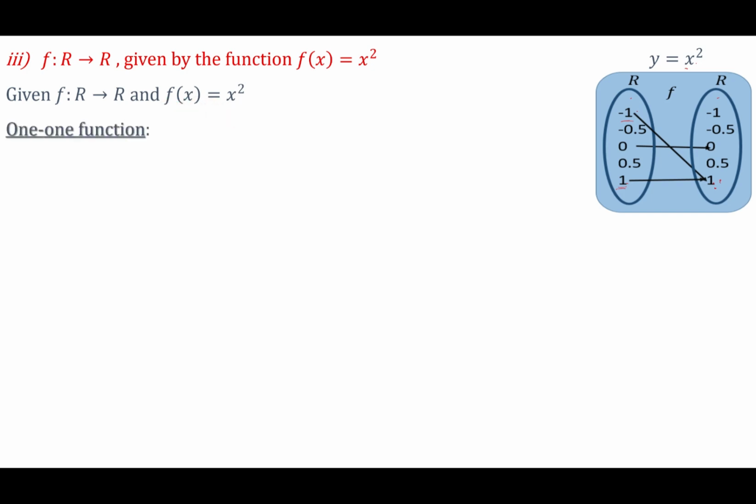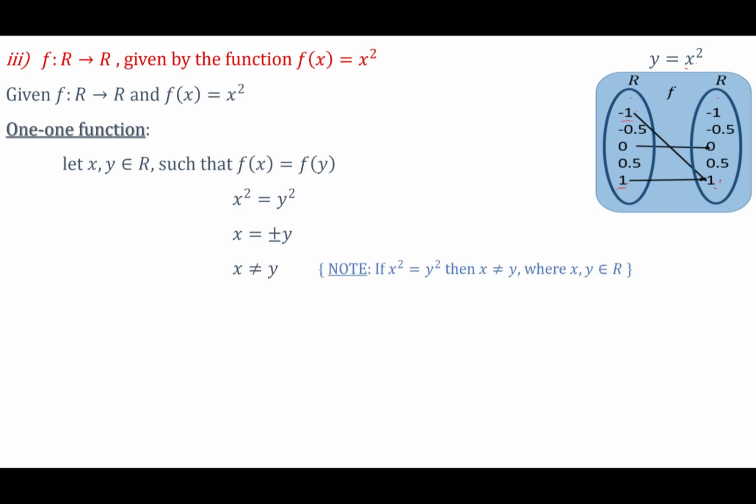Let x, y belong to R. For a 1-1 function, let x, y belong to R such that f of x equals f of y. f of x is x square and f of y is y square. So x square equals y square. Then x equals plus or minus y. But x is not equal to y, because you need to remember, if the power is even and x square equals y square, then x is not necessarily equal to y.